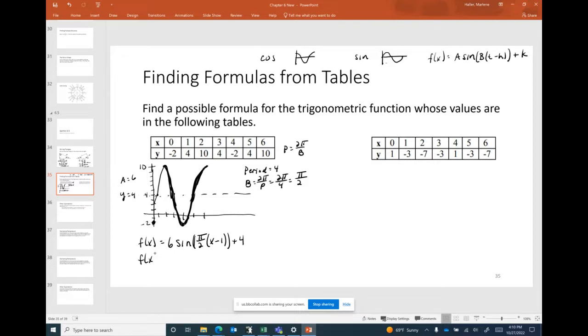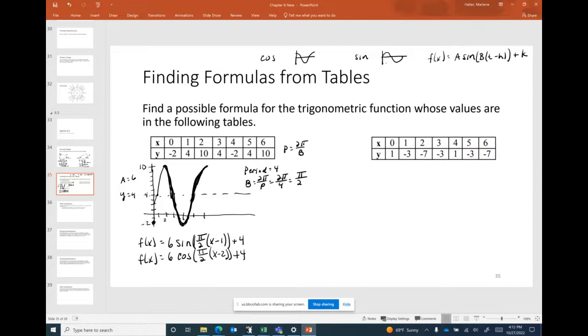To write this as a cosine then, I would say f of x equals, and this is not a reflected cosine, right? Starts high, goes low, then high again. So the amplitude will be the same. B will be the same because it's the same period. But the only thing different here is the shift. All right, with the sine, I was only shifting right 1. With the cosine, look, we're hitting the high point at 2, right? 2 is right there. So we're shifting right 2. Okay, so I would say pi over 2 times x minus 2, and then plus 4. All right, so there's two formulas. You can write an infinite number depending on how you do your horizontal shift.